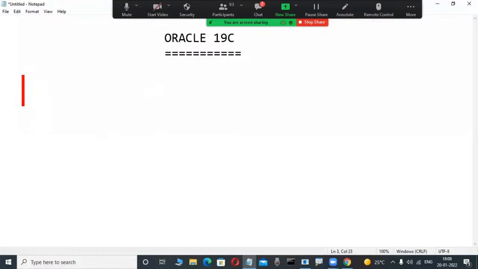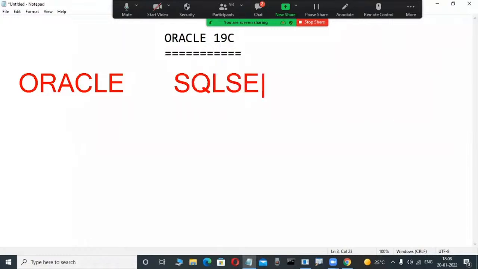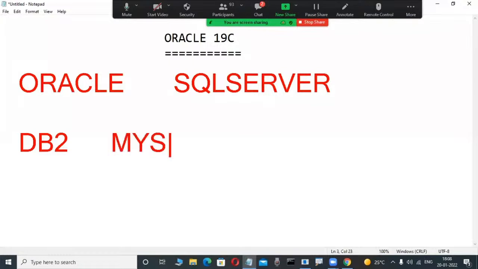Not only Oracle, so many database products are available. In a software side, so many database products are available. Suppose Oracle is a database product from Oracle Corporation. Observe it here. Different companies. Again, maybe so many fellows having idea. SQL Server is a database product from Microsoft. DB2 is a database product from IBM company. MySQL is a database product that is an open source, but nowadays Oracle Corporation only purchasing.